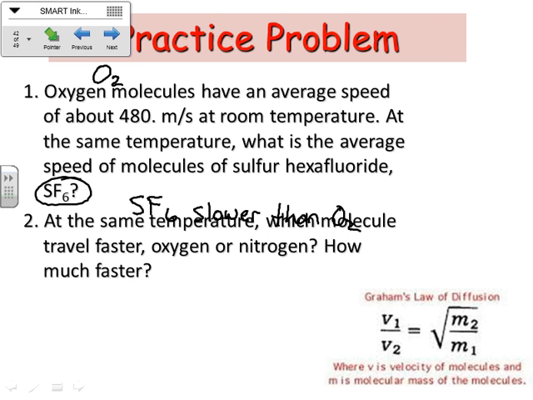Well, it's basically the same thing, except a little bit simpler. This one, do you have this one on your? Yeah, you do. Okay. At the same temperature, which molecule travels faster, oxygen or nitrogen?